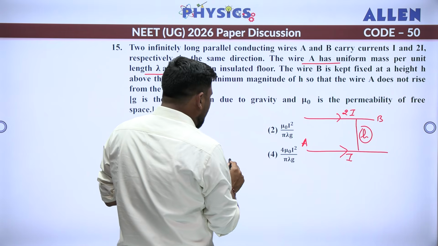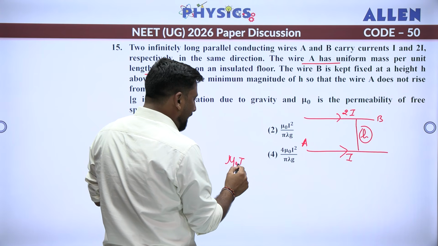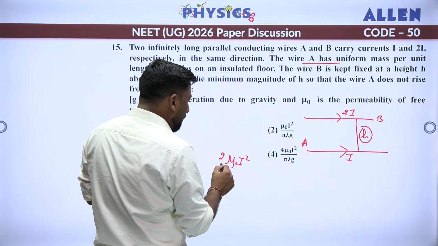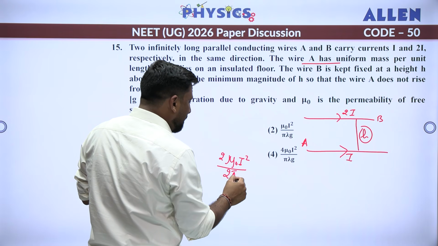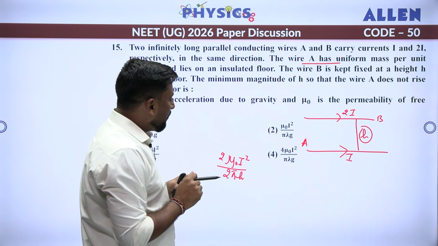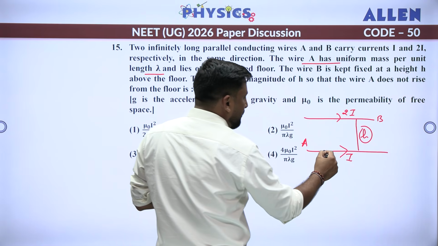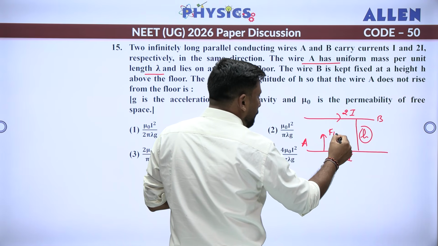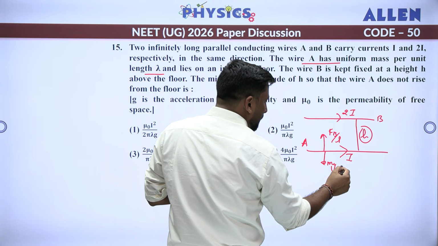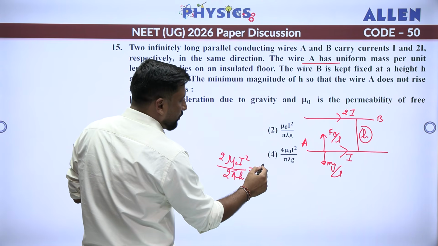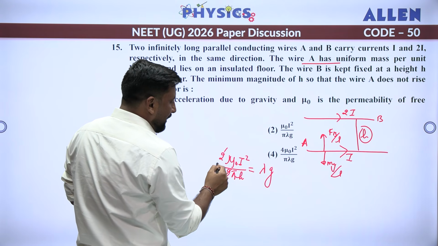So we know that force per unit length due to magnetic field is mu naught I1 I2, so I square, by 2 pi times the separation, which is H. That is the force between the two wires, and that should balance, meaning the magnetic force is going to balance the gravitational force per unit length, right? So this will be equal to how much? Lambda g. Now 2 and 2 will get cancelled.